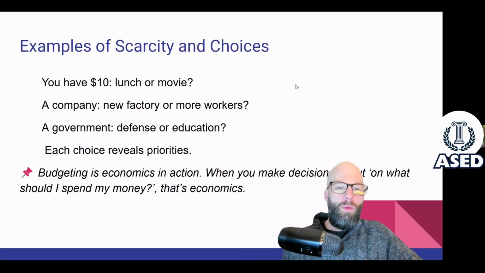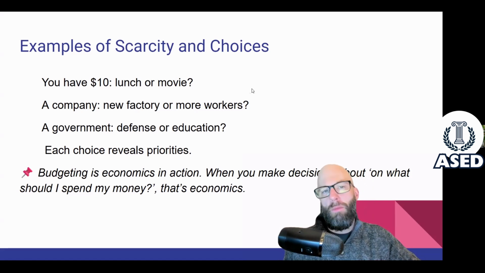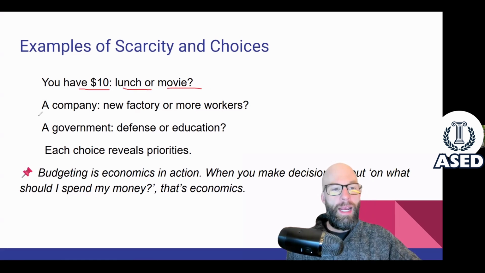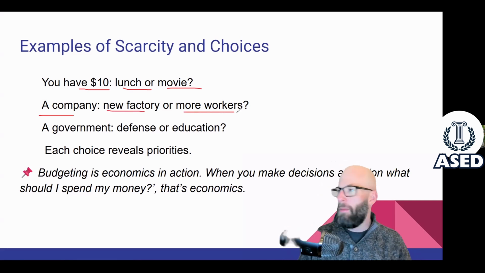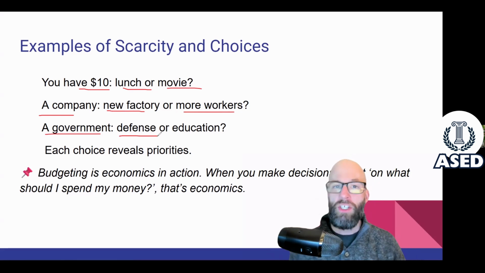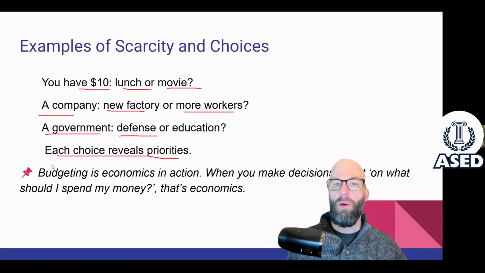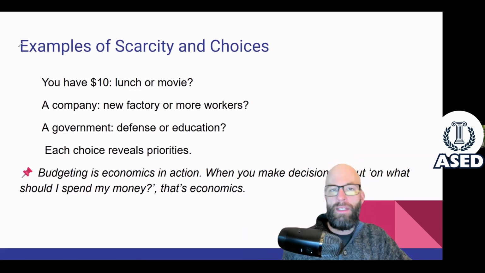So when we start making choices, think about how it applies in your life. Think about who's getting what, how much we're producing, who's going to make stuff. Think about a specific example to you. Maybe you have $10 and you could go to lunch or a movie. This could be a personal decision. A company might have to decide between building a new factory or hiring more workers. That's a bigger level decision that affects more people. A government might have to decide between spending money on military defense spending or educational programs. Each decision reveals priorities, and those types of priorities are economic decision-making skills in action.